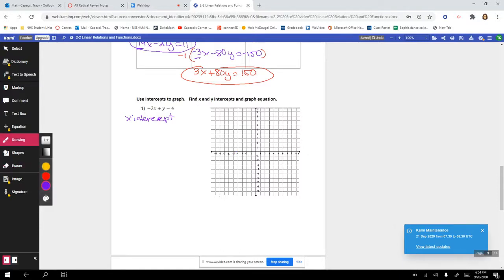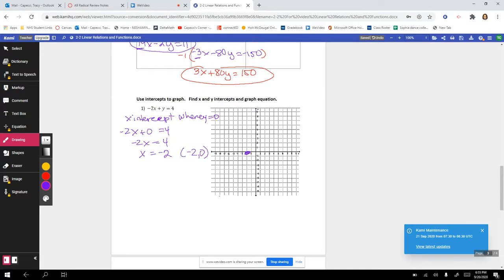So all I have to do is make my y equal to 0. So this is going to be where y is equal to 0. Anywhere I see a y, I'm going to substitute a 0. So I have negative 2x is equal to 4. So x is equal to negative 2. So my x-intercept is going to be negative 2, 0. Negative 2, 0 is going to be right here.